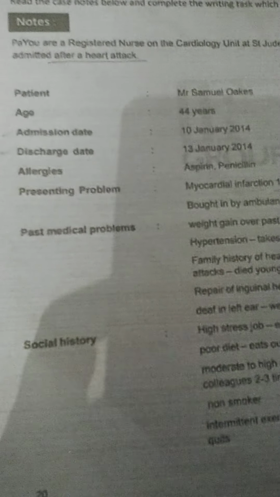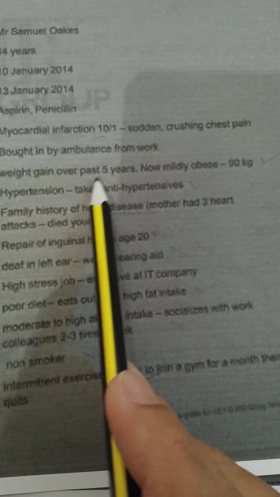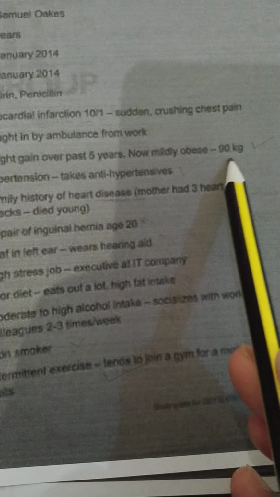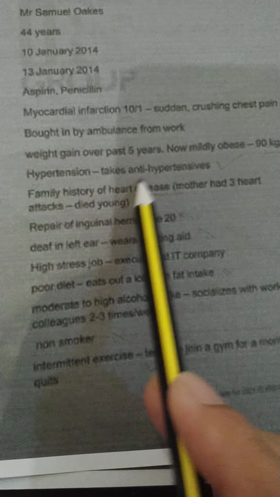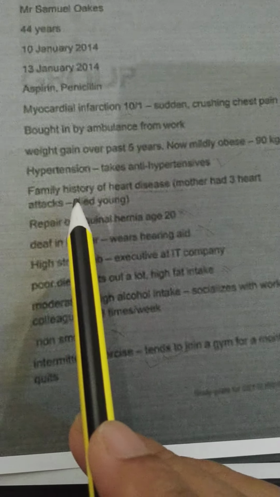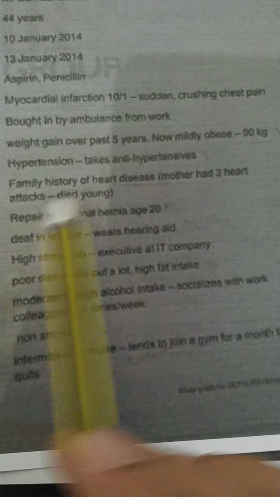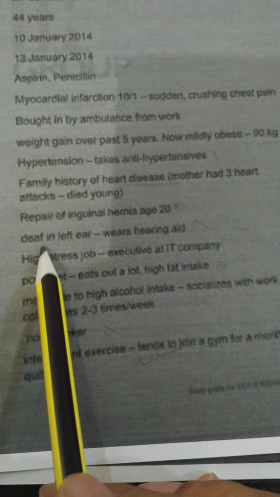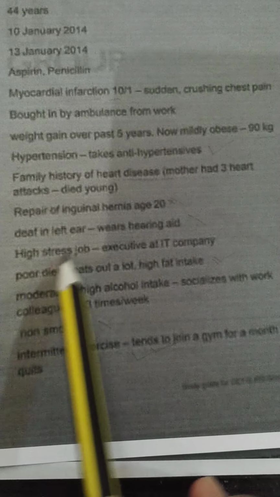So let's move on to the past medical problems. Weight gain over past 5 years, now mildly obese. The weight is mentioned clearly, 90 kg. Then hypertension, takes antihypertensives. Then he has a family history of heart disease. Mother had hepatitis, died at a young age. Repair of inguinal hernia at age 20. Deaf in left ear, wears hearing aid.